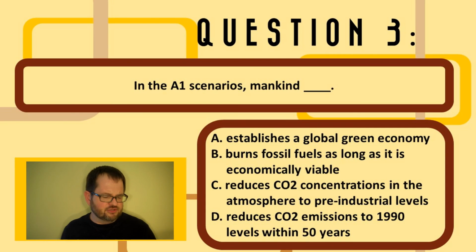In the A1 scenarios, mankind, A, establishes a global green economy. B, burns fossil fuels as long as it is economically viable. C, reduces carbon dioxide concentrations in the atmosphere to pre-industrial levels. Or D, reduces carbon dioxide emissions to 1990 levels in 50 years. What exactly is the A1 scenario telling us? All right, look through those 4, think about it, follow a link and get some feedback before we move on to question 4.